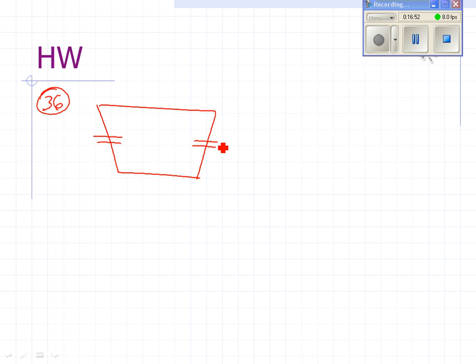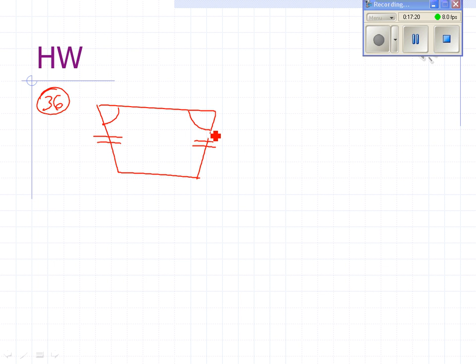So is this top congruent to this bottom? No. The two sides are congruent, but the top's not congruent to the bottom because they're two different measures. The other thing, when we start dealing with angles here in a few days, if they wanted to show you two angles were congruent, they use these little arcs. So that tells us this angle is the same as that angle, or same measure as that angle.